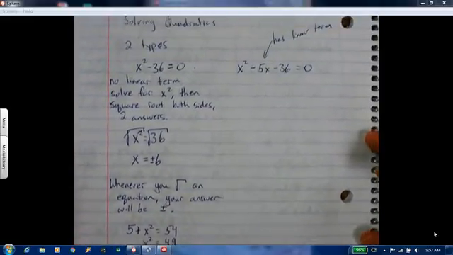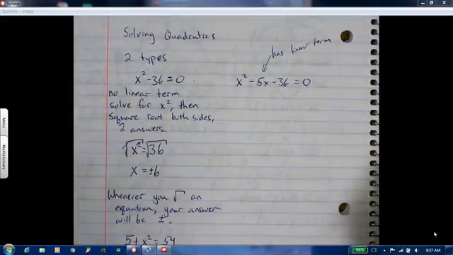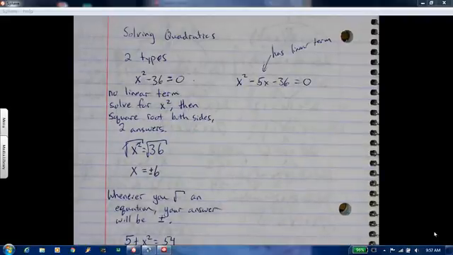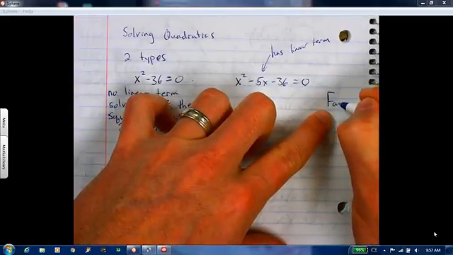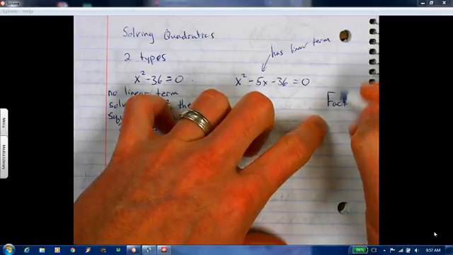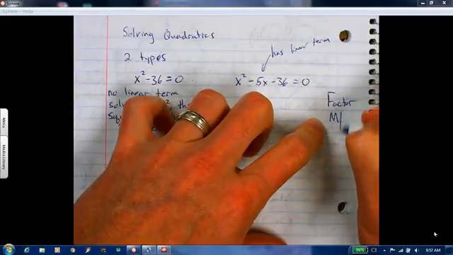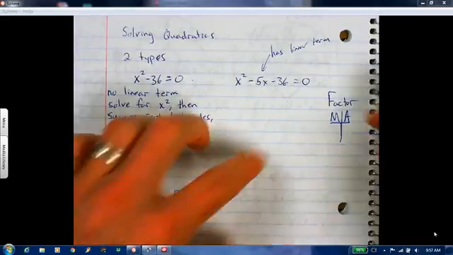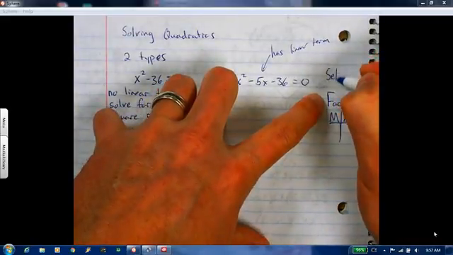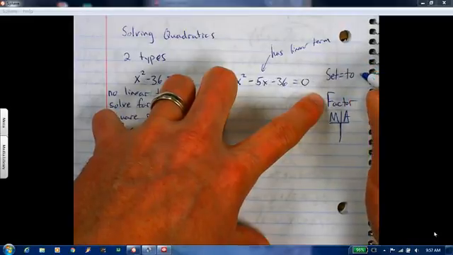You do not have a linear term, so you go for it. Okay, back to the top. This one has a linear term. Okay, we need to factor this. Actually, before that, you do have to make sure it's set equal to 0.